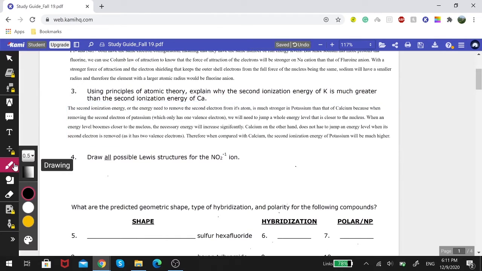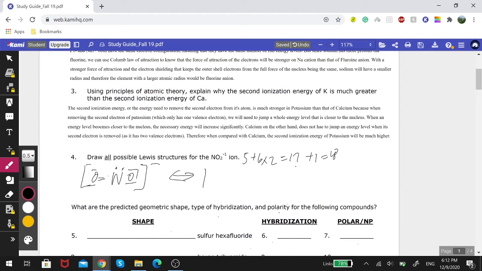Alright, next, draw all possible Lewis structures for NO2 minus. First, let's count the number of valence electrons. We have 5 plus 6 times 2, which is 17, plus 1, 18 valence electrons. N, O, O, I have 8 and 8, 17, 18. As you can see, the central atom doesn't have enough electrons, so we're going to have to add a double bond over here. Now this way, everything has 8, and I'm going to put 1 minus, drawn the opposite way.